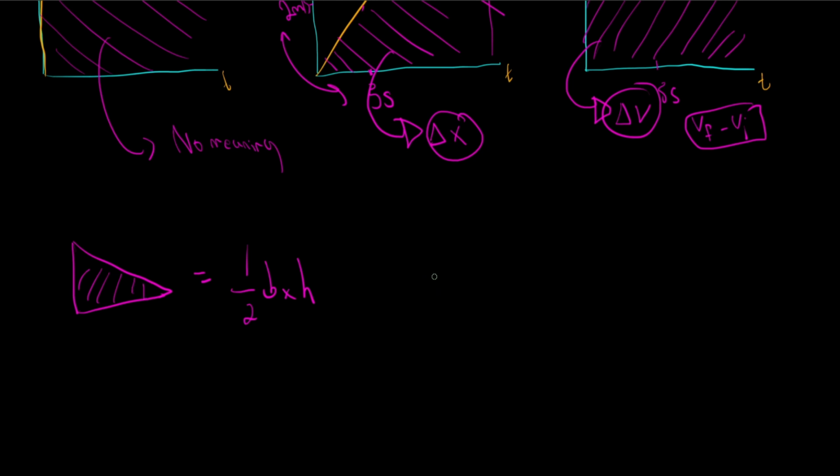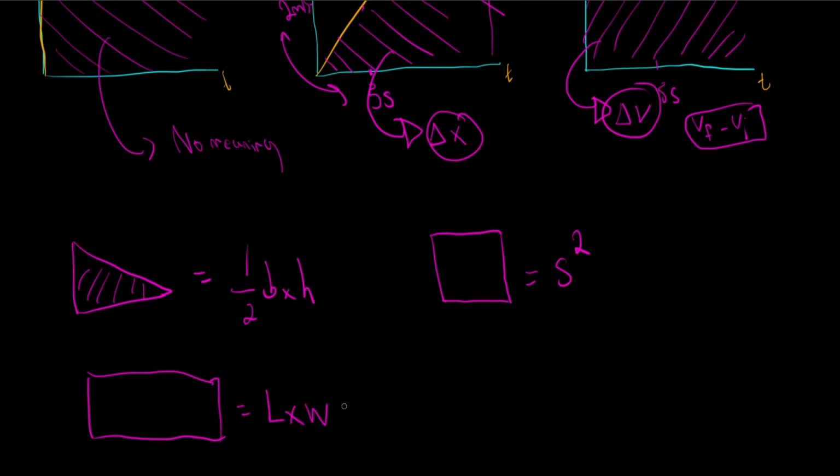Now the formula for the area of a square is equal to side squared. So if you want to find the area of a square, you just square one of the sides. And for the rectangle, the area of a rectangle is just length times width.